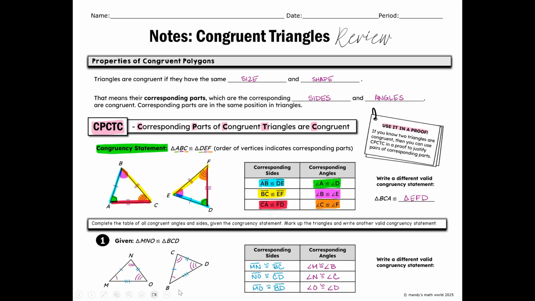And then the last pair of corresponding sides would be segment MO is congruent to segment BD. MO is in the first and third position. BD is in the first and third position. So if we wanted to write a different valid congruency statement, we could write something like this. Triangle OMN is congruent to triangle DBC. So I just kind of switched the order, right? Instead of writing it MNO, I wrote what's in the third position, then the first, then the second. So I did the same thing on the second half.